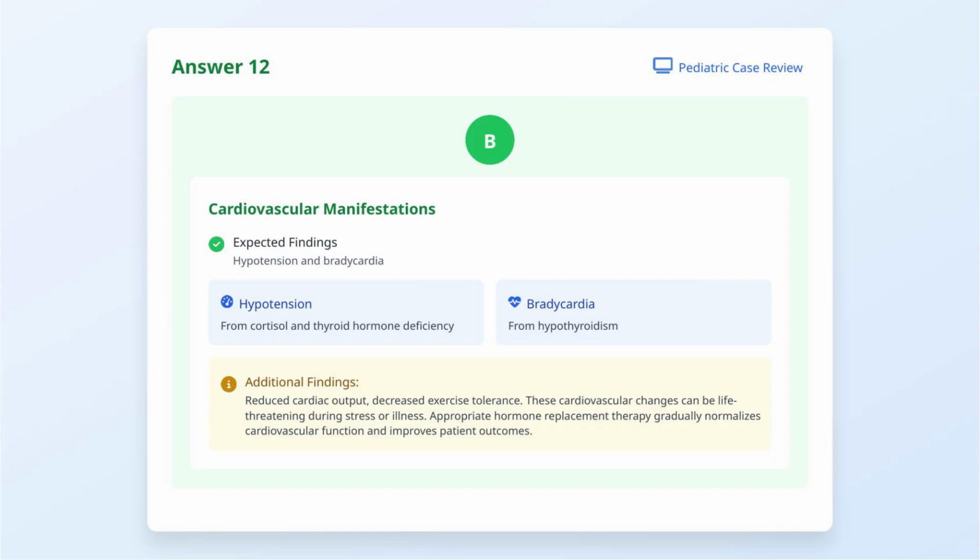Panhypopituitarism typically causes hypotension from cortisol and thyroid hormone deficiency, and bradycardia primarily from hypothyroidism. Patients exhibit reduced cardiac output and decreased exercise tolerance. These cardiovascular changes can be life-threatening during stress or illness. Appropriate hormone replacement therapy gradually normalizes cardiovascular function and improves patient outcomes.